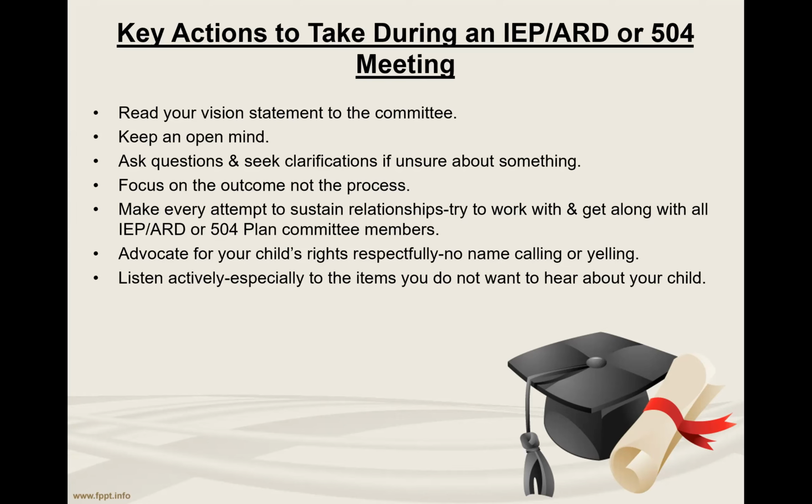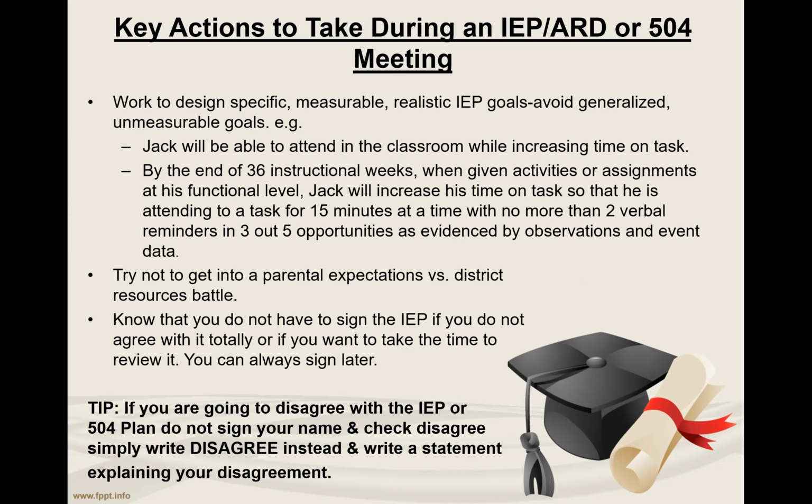And then I told you, you need to be prepared to listen actively because there are going to be some things you hear in this meeting that you might not want to hear about your child. So we've got to hear the positives as well as the negatives. So you've got to be prepared to listen actively. More key actions to take. When you have a child with an IEP, you want to make sure you're working to design specific, measurable goals.